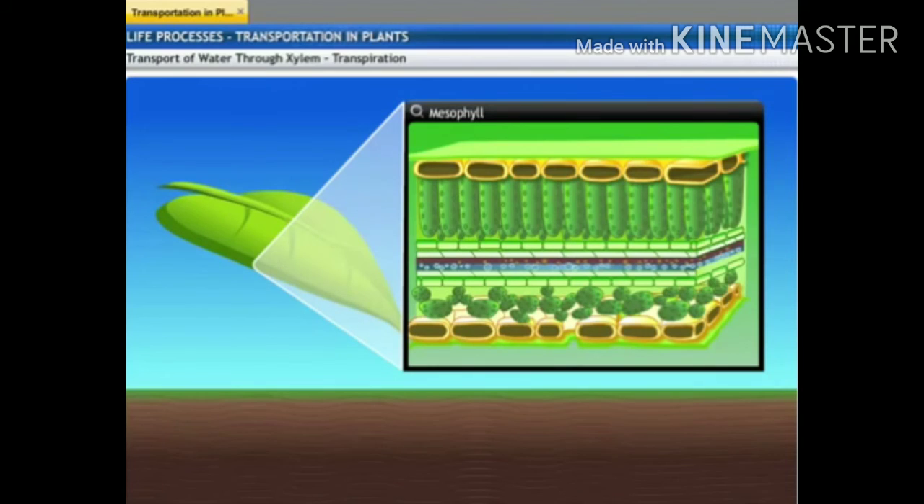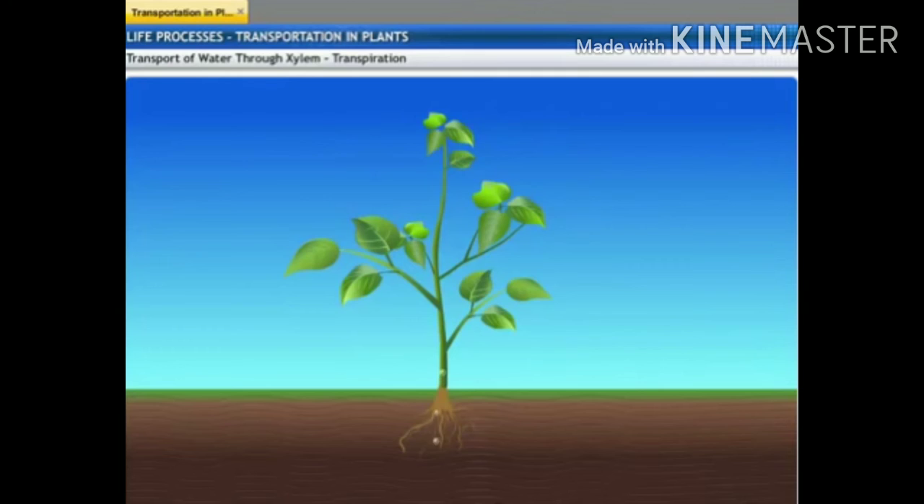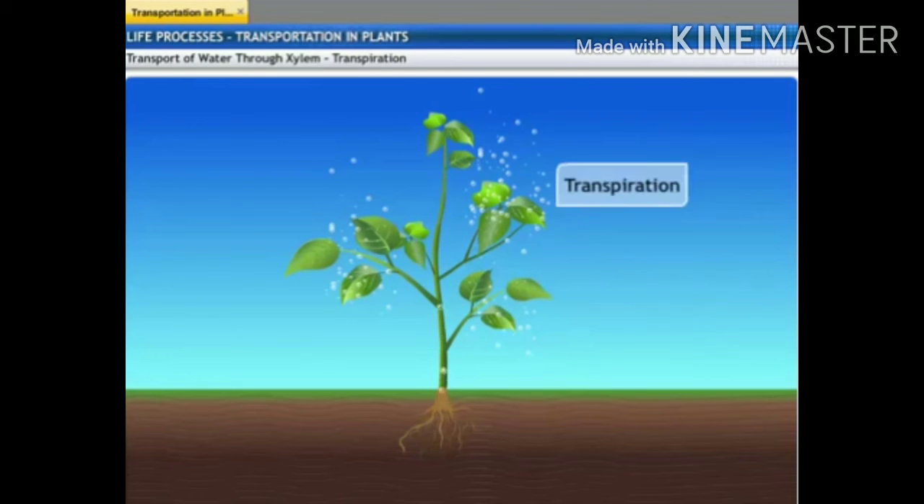Evaporation of water in plants takes place from the spongy mesophyll cells to the intercellular spaces present in the leaves and finally through the stomata to the atmosphere. This creates a suction which pulls water from the xylem cells of roots to higher parts. This loss of water in the form of vapor from the leaves and stem is known as transpiration.